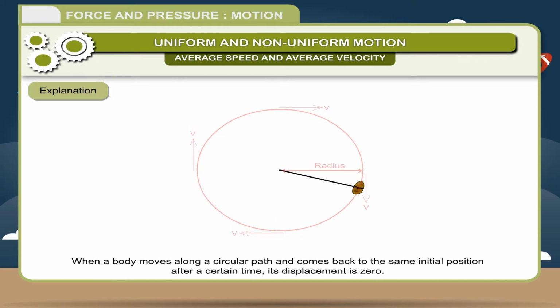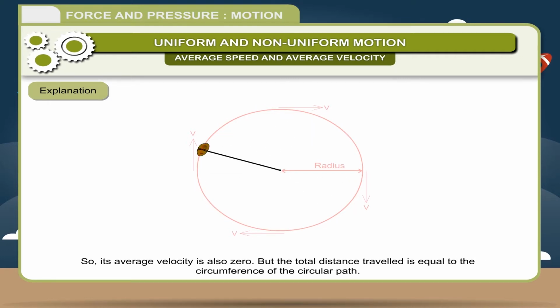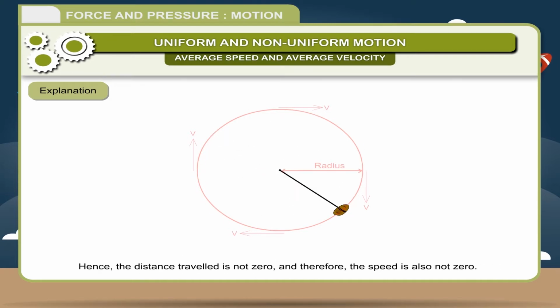When a body moves along a circular path and comes back to the same initial position after a certain time, its displacement is zero. So, its average velocity is also zero. But the total distance travelled is equal to the circumference of the circular path. Hence, the distance travelled is not zero, and therefore the speed is also not zero.